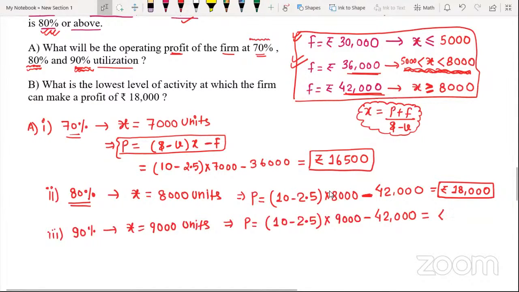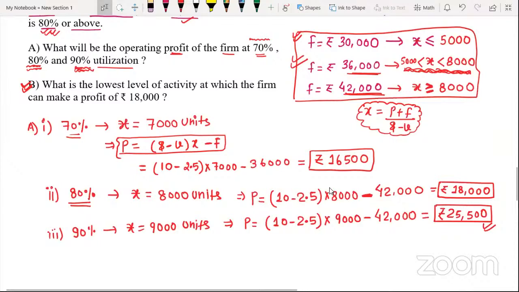So this is going to be rupees 25,500. Okay, so the answer for the 90% part is 25,500. Okay, so this is the first part. Now the second part is important. Okay, the second question is important, or it is a slightly good question.